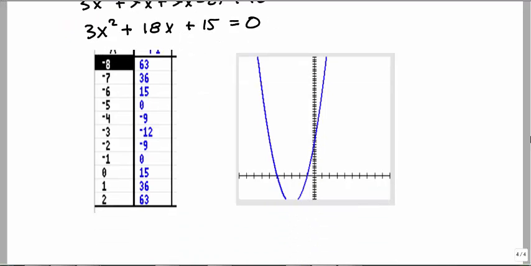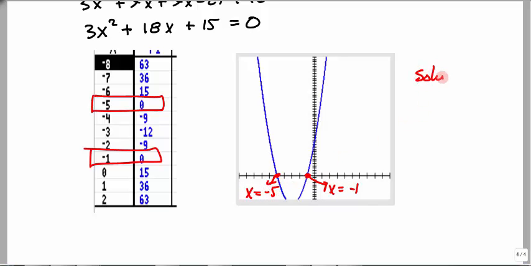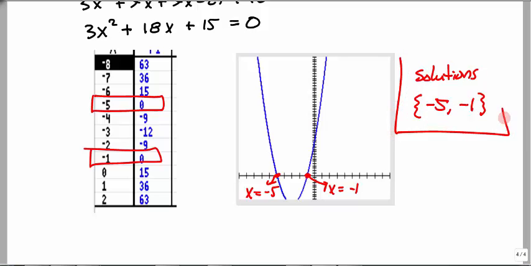Now, a couple quick things. Here's negative 5, and here's negative 1. Here's that value for negative 1 then. We know it's not a decimal, something close to negative 1. And here's negative 5. So our solutions then, or our roots, or our zeros, however you want to call them, are negative 5, comma, negative 1, in order from smallest to largest. So there's another example of some of the problems that you might be running across when you're working these.